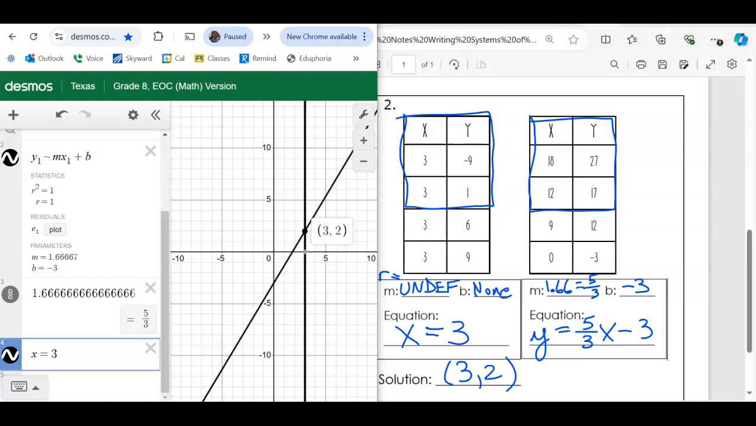Most of the time, you're going to get a slope and a y-intercept. Sometimes you'll need to figure out the slope as a fraction, and very rarely, but sometimes, if it's a vertical line, undefined slope, all the x's are the same, you write it as x equals a number.